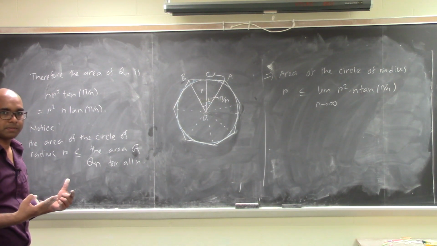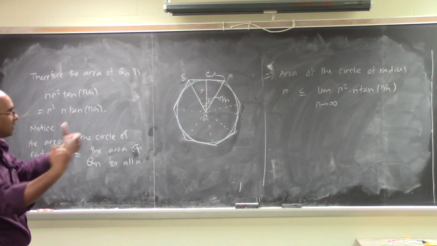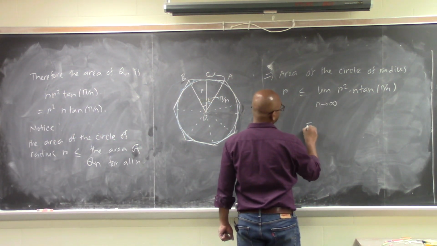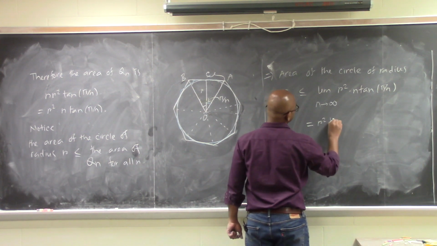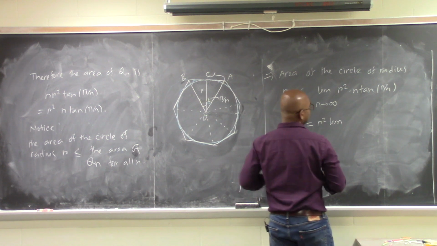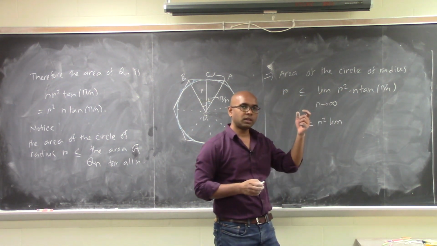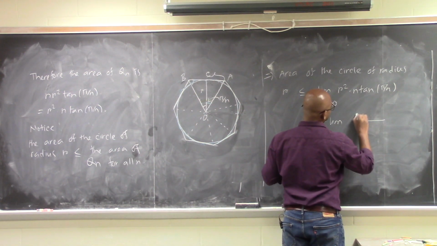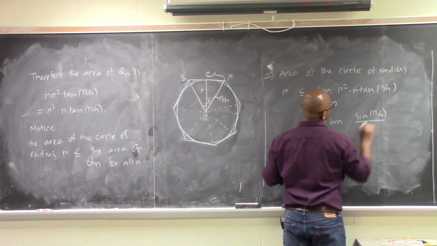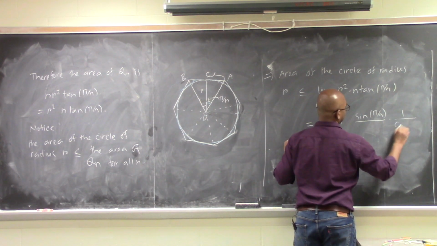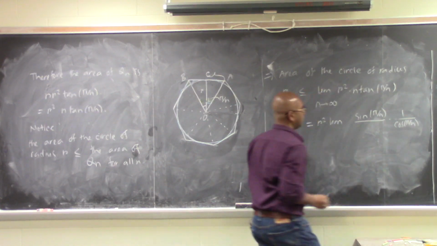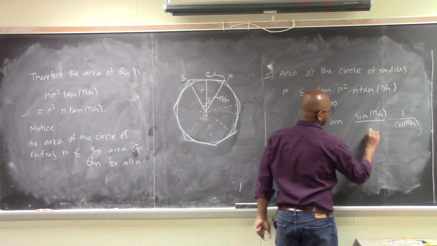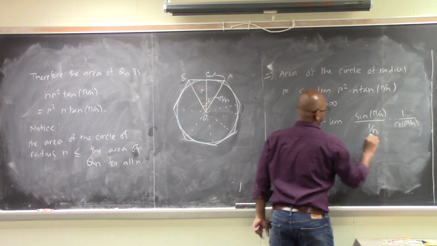Does it make sense? It's the same process, just coming from the other side, right? Okay, so this limit is on n, so we can just factor out r squared. So this is r squared times the limit of, notice this tan, which is sine over cosine, right? So we can write this as sine(pi over n) over cosine(pi over n), right? And this n, just like the previous case, we can write as 1 over n.